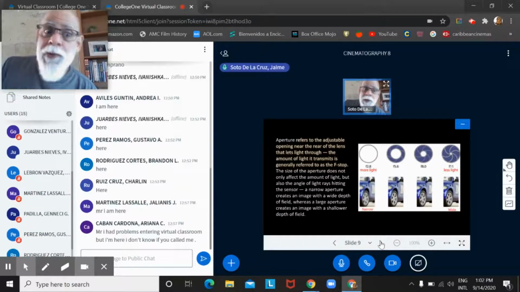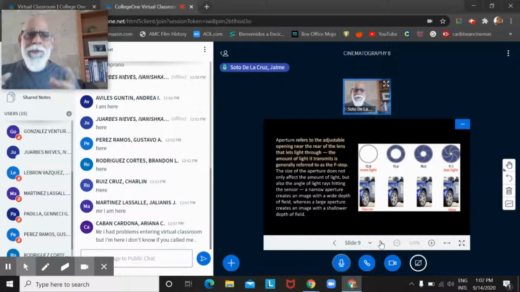There's a measurement that we use to measure aperture. And you might want to jot this down. Okay, there's a lot of terminology that we have to learn here.